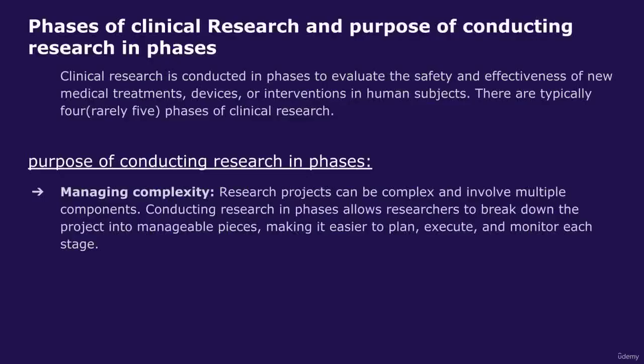Phases of clinical research and purpose of conducting clinical research in phases. Clinical research is conducted in phases to evaluate the safety and effectiveness of new medical treatments, devices, or interventions in human subjects. There are typically 4, rarely 5, phases of clinical research. Why clinical research is conducted in several phases.